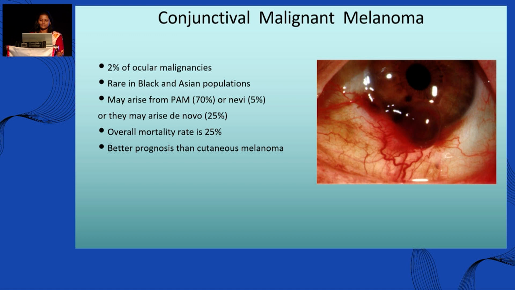So then we come to the most important thing that we need to identify, that is the conjunctival malignant melanoma. This accounts for 2% of ocular malignancies. It's rare in people like us, the black and Asian populations, but it's common in the white populations. It can arise from a primary acquired melanosis, like I said, in 70%, from a nevus in 5%, or they may arise de novo in 25%. So the overall mortality is 25%, and it's referred to as having a better prognosis than the cutaneous melanoma, but still it's a very dangerous lesion.